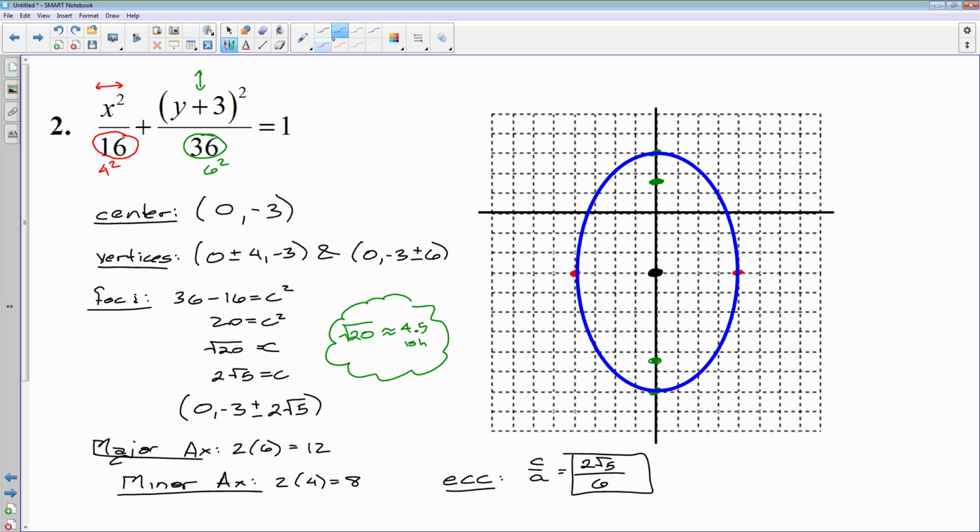It may be a good idea for you to identify your A's and B's at the beginning. I didn't do it this time. A is 6 and B is going to be 4. And then this right here is A squared minus B squared equals C squared. So there is that ellipse.